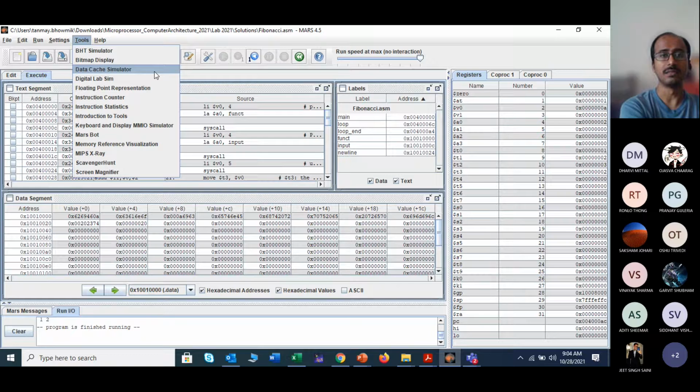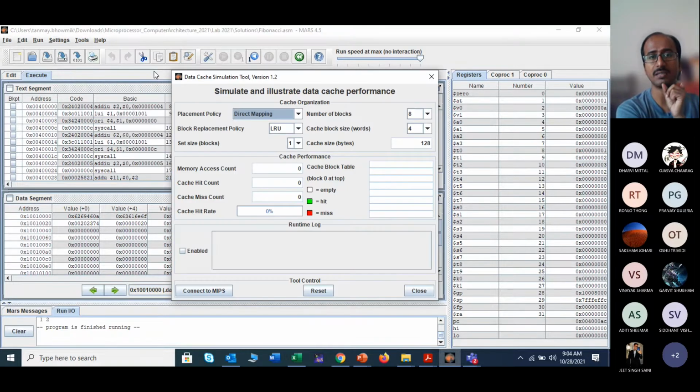You can see, actually, our task is not to identify the programs. Right now we will just check the cache simulator. If you open MARS, which is used by our lab, you will see the data cache simulator. Open it and you can see the placement policy, the first one. It is shown as direct mapping. If you click on it, you can see the other techniques also: fully associative and n-way set associative.